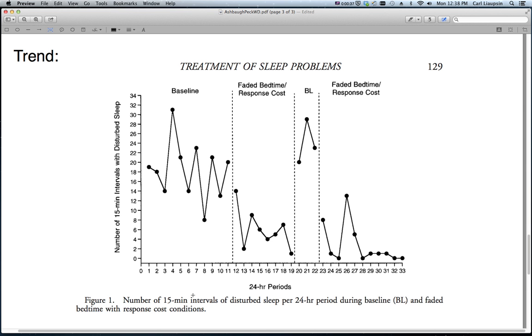Let's first take a look at the baseline. Split middle trend analysis is really kind of down and dirty. A lot of visual analysis is that way. The first thing we do to analyze the trend in the baseline is choose a phase, we're going to start with the baseline, and divide the data into two halves.